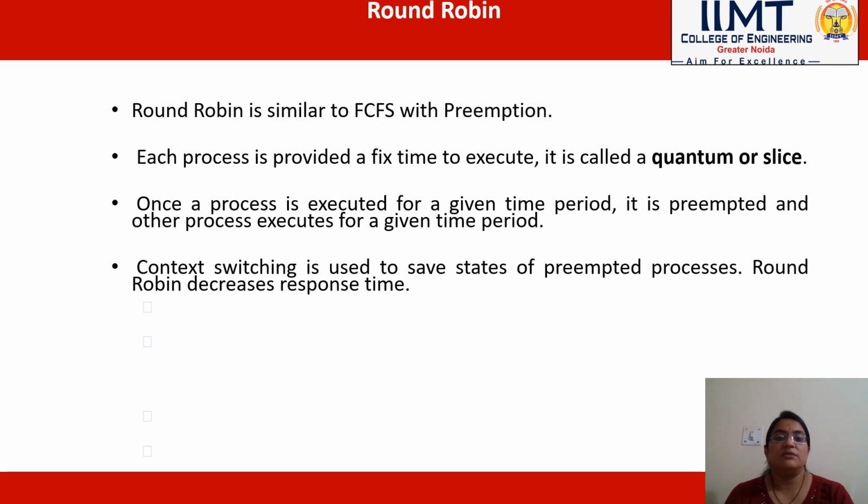The last algorithm of CPU scheduling is round robin. Round robin is similar to FCFS with preemption. Each process is provided a fixed time to execute, called a quantum or slice. Once a process has executed for the given time period, it is preempted and another process executes for a given time period. Context switching is used to save the state of the preempted process, and round robin decreases response time.